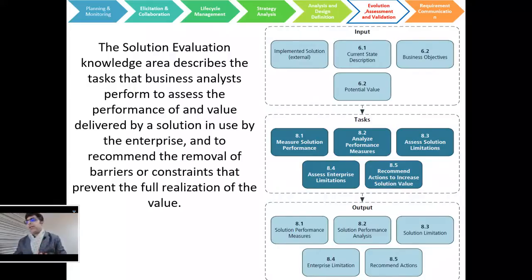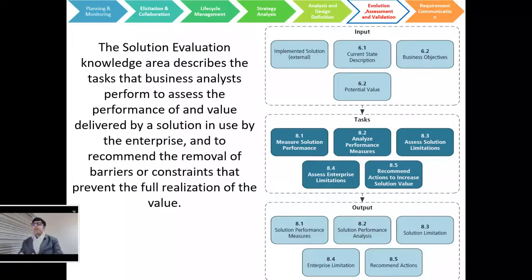Very much important here. After doing this measurement, I get measurement parameters, I analyze my performance, and I find out the limitation. Now the question comes, as a business analyst, how can you recommend so that solution value should be increased? Maybe more training is required, maybe more information or more publicity needs to be done at the organization level, the department level, the user level, so that people start using that particular tool.